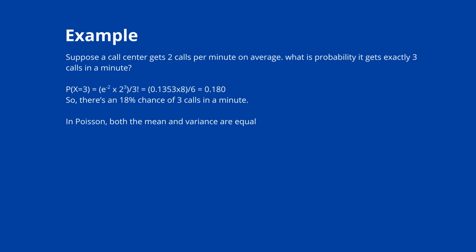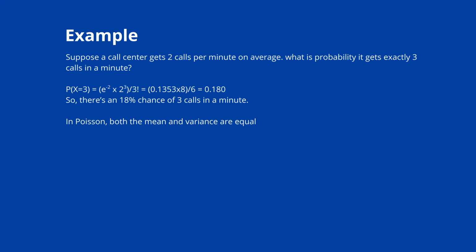In Poisson, both the mean and variance are equal. You can avoid the use of Poisson distribution if the rate of events changes over time, if the events are not independent, or if you are measuring continuous data. The Poisson distribution helps you understand the rhythm of randomness, predicting how often rare events happen in a steady flow.